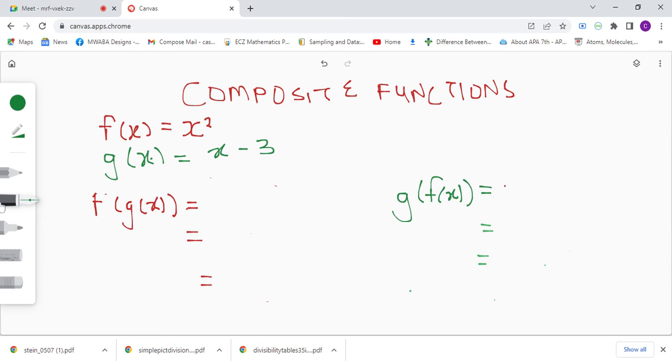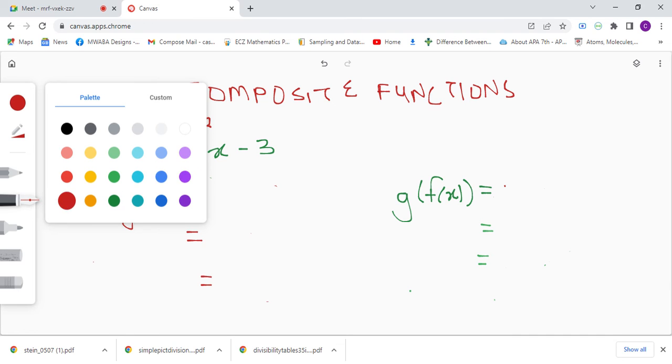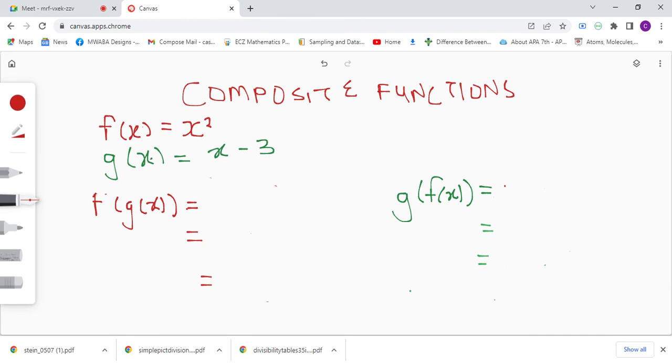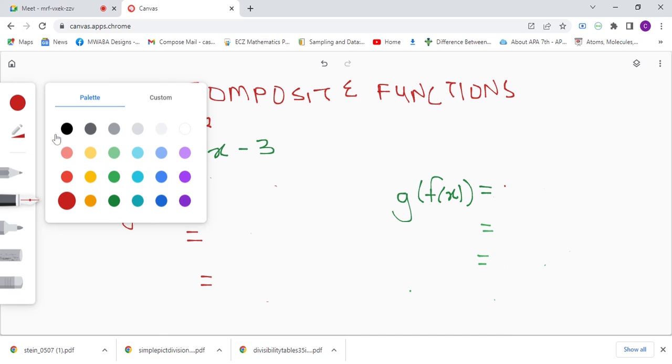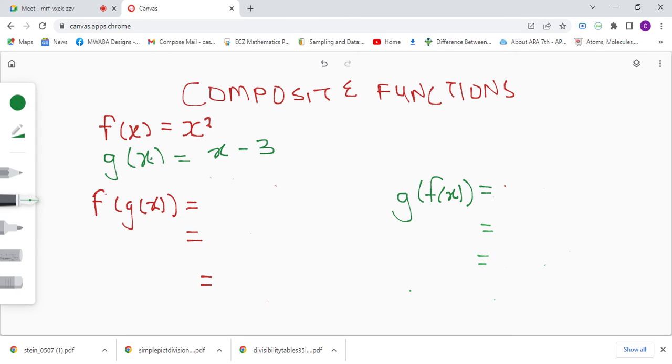All right, so we're going to start with the first one, f g of x. What this is basically telling us is that in our f function, we are going to replace our x variable with our g function. Since f of x equals x squared, and we want to find fg of x, we'll replace the x with the g function, which is x minus 3.